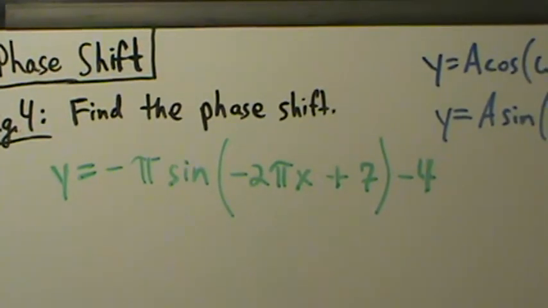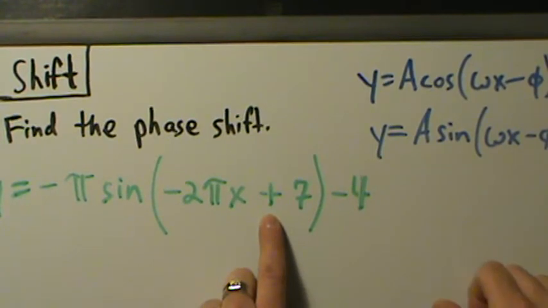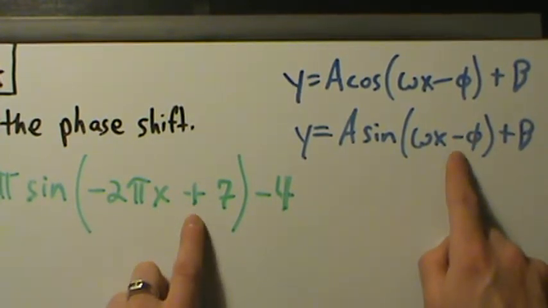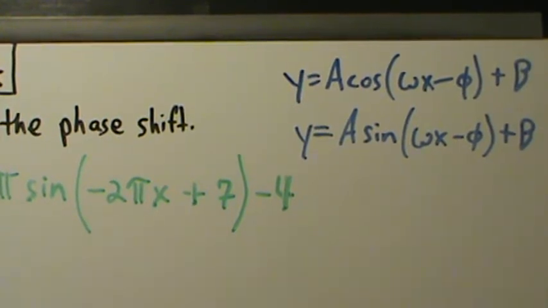But now, just like in example 3, what's different here is this is a plus sign in between, right? So this is a omega x minus phi, but we don't have a minus sign there. Okay, so we want to rewrite it so that we have a minus sign in between. So how do we do that? Well, remember, a positive is just like subtracting a negative, right? So minus negative makes a positive.